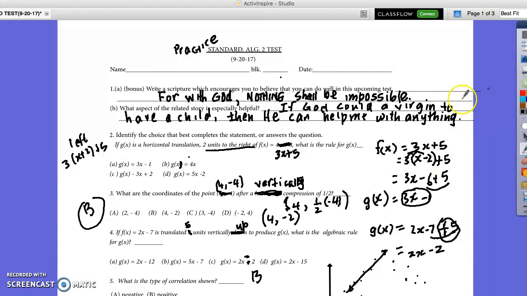Okay, let's go forward. No correlation would look something like this, where it's just totally random. It's not looking at positive or negative. You don't know what to do with it.